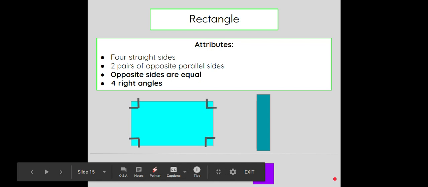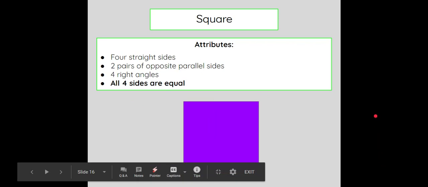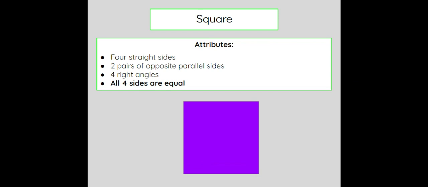If you look below, you're going to see a familiar shape. It also has 4 straight sides, 2 pairs of opposite parallel sides. Opposite sides are equal, and it has 4 right angles, but it also has one other attribute. So it has its own category. It's a square, and a square has 4 straight sides, 2 pairs of opposite parallel sides, 4 right angles, and all 4 sides are equal. It cannot be a square unless it has all equal sides.